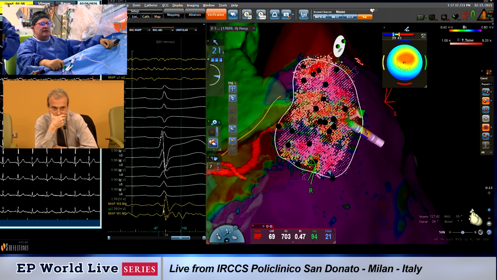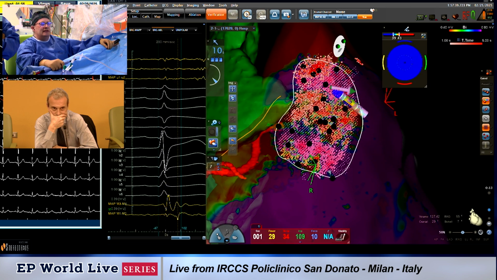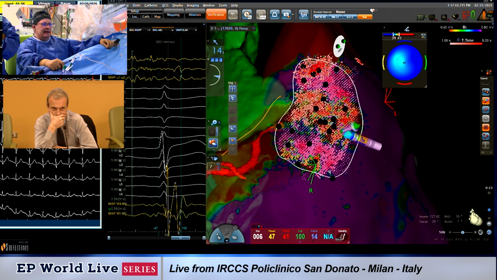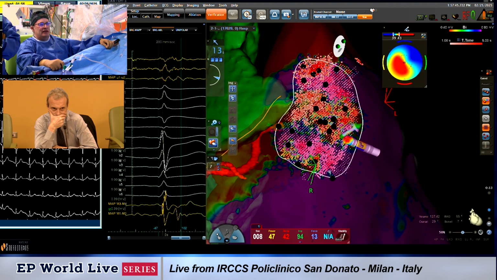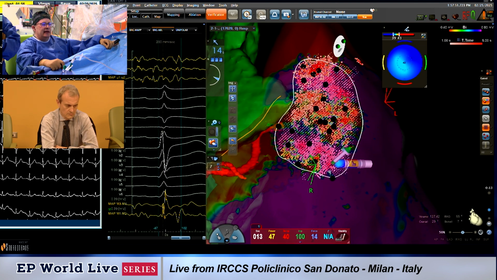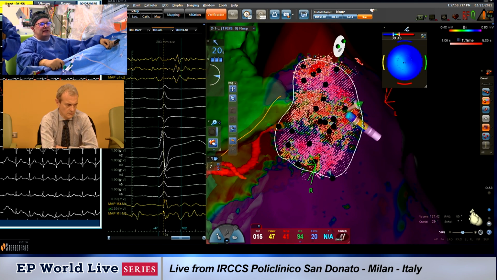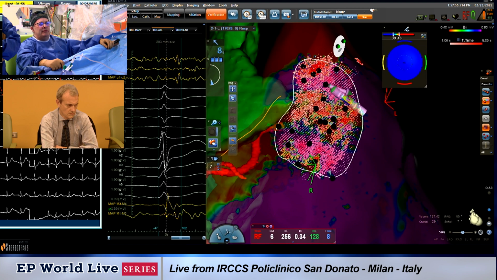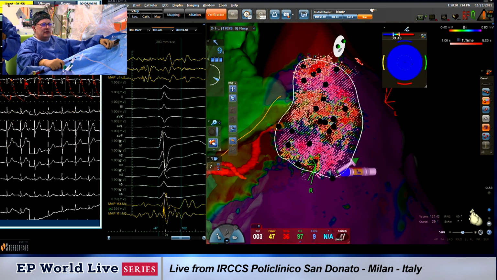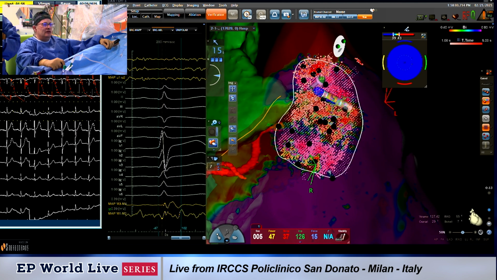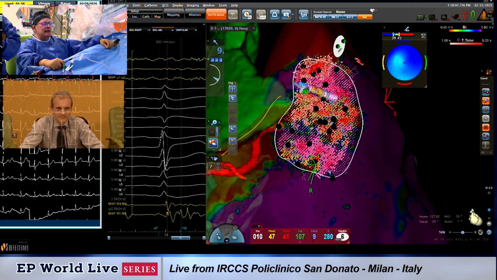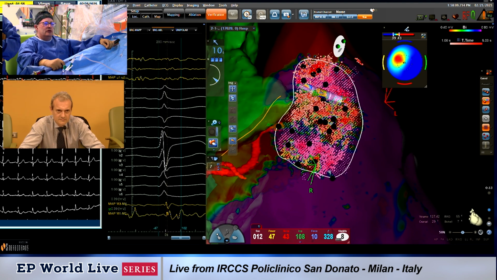In long QT, the left ventricular function improves because we reduce the prolongation of QT, and the consequence is the normalization of the diastolic and systolic function. In this case, we do not expect any improvement because the heart of this patient in terms of hemodynamics is completely normal. But Giovanni, I think this case is extremely important for the history of electrophysiology.